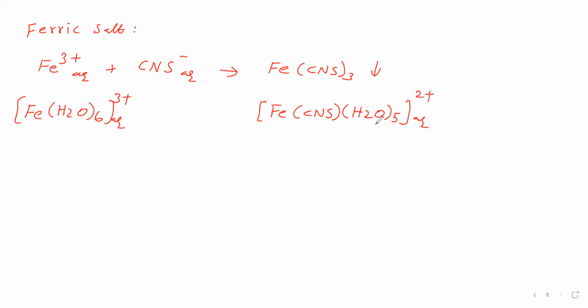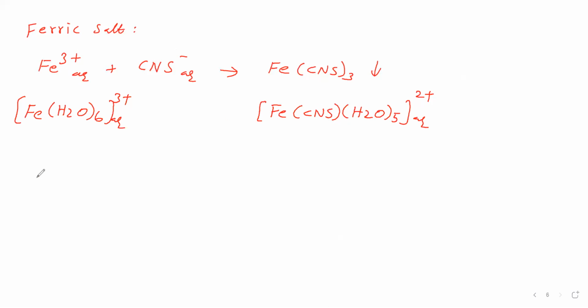Like this, you can write many complexes by replacing water. Replace another water, then CNS becomes twice, water becomes 4 times. Again replace water, CNS becomes 3 times, water becomes 3 times. Go on replacing: CNS becomes 4 times, water 2 times; CNS 5 times, water 1 time; CNS 6 times, no water. The charge also goes on changing, because CNS net charge is -1 and Fe net charge is +3. So these complexes give a deep red color to the solution. So ferric salt with thiocyanate gives a deep red color to the solution.